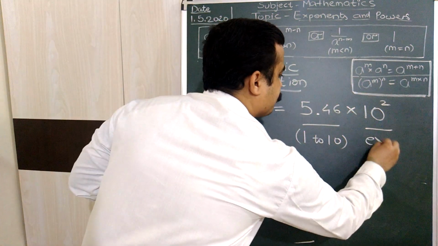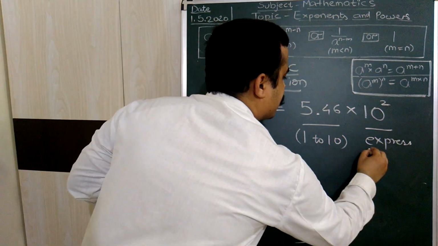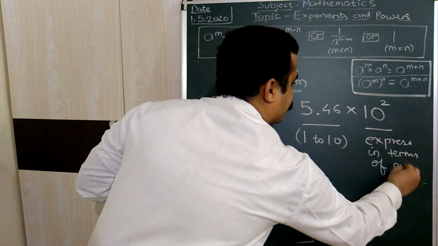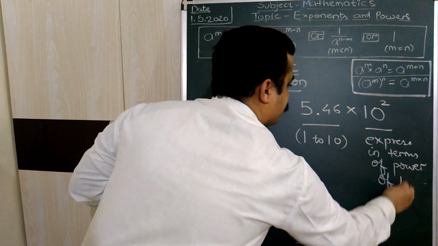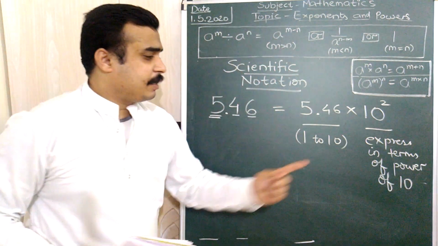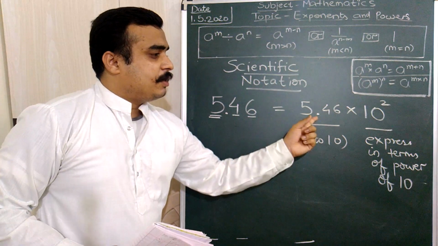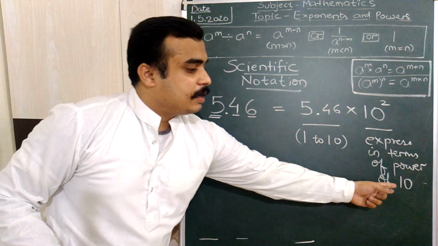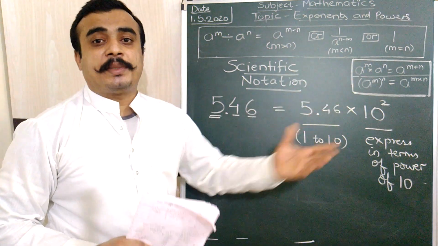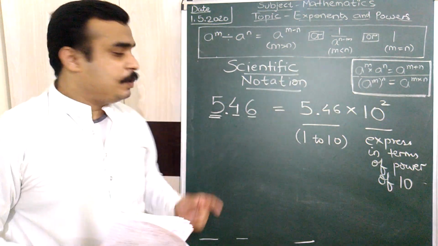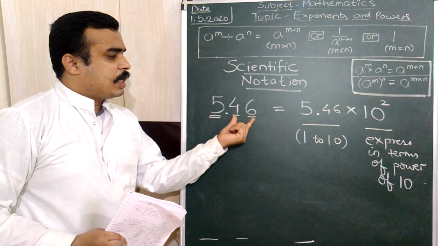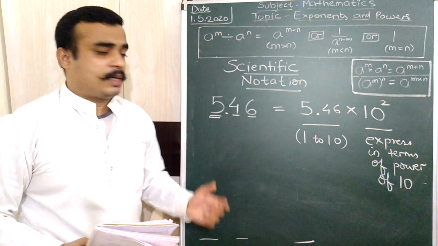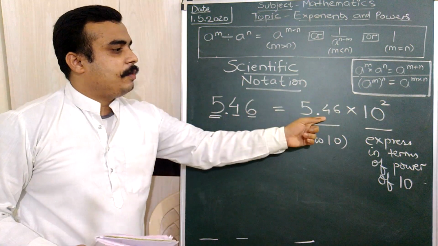So here always express in terms of power of 10. So 2 criteria are there. First criteria is the first part must be between 1 and 10, and the second part must be represented in terms of the power of 10. So for that what we have to do? Just leave the first digit. Whatever the places are there, the remaining places in the decimal places will become the power. And this 5.46 will become the first part.